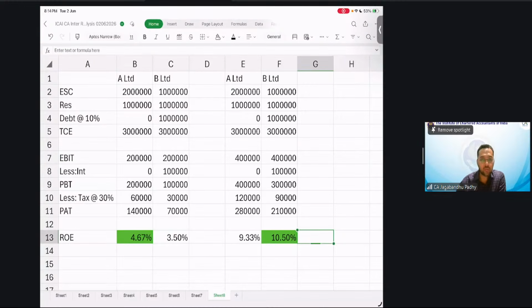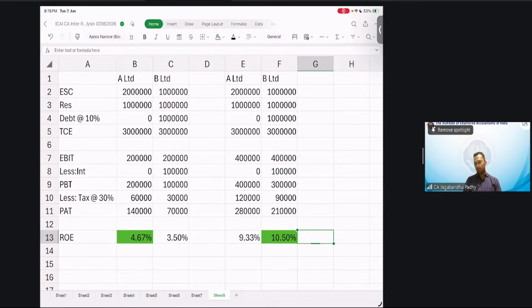Correct. So the important question that we are trying to answer is, how is it happening that in one situation, one company is performing better and in another situation, the other company is performing better, in spite of having the same EBIT levels? We find that company B is performing better in the second scenario and company A is performing better in the first scenario. Now, how is it happening? It is simple, because of the debt.